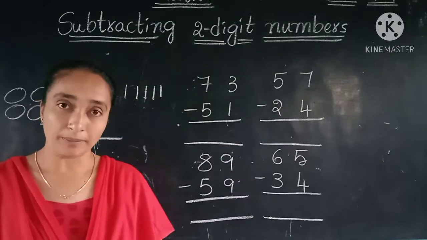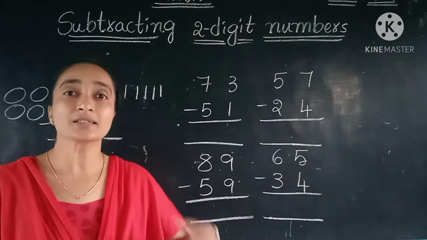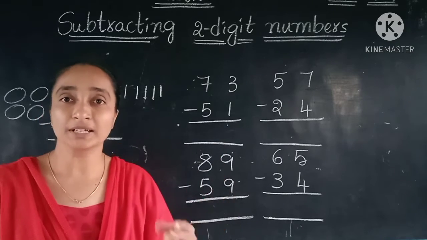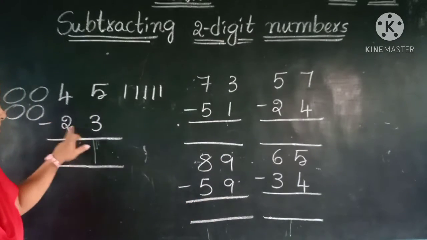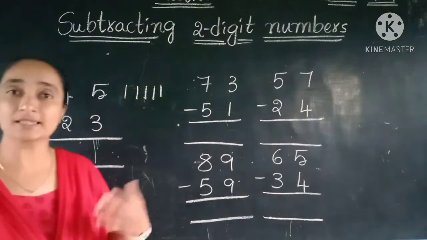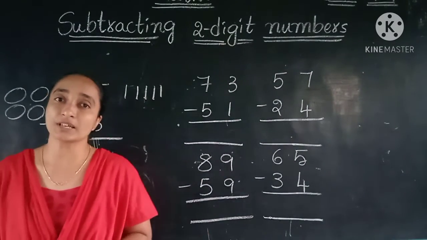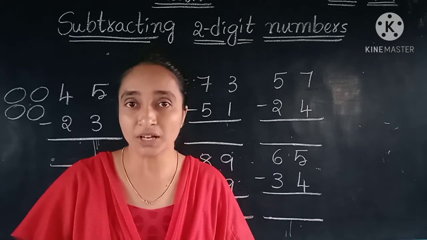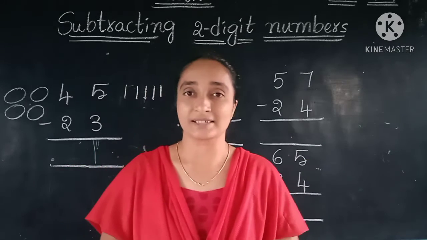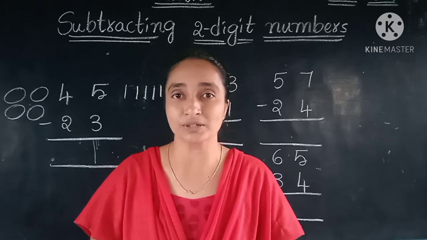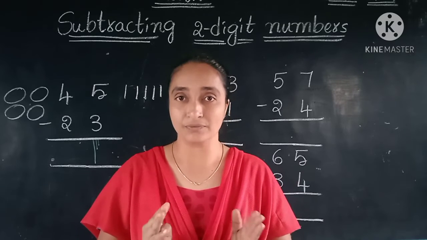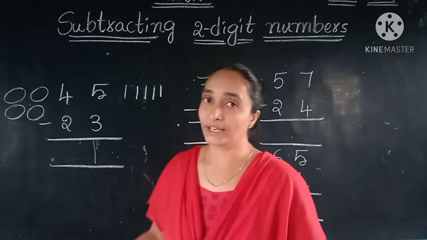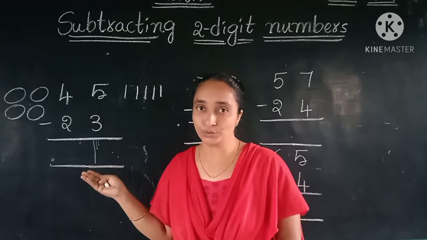Okay children, from that 23 idlis were eaten. That means completed, eaten. Half of the idlis were eaten. So 2 tens and 3 ones, 23 idlis were eaten. Now the question is, how many are left? So children, when left comes, what do we have to do? Yes, of course we have to do the subtraction. Left means, if the word left comes in the question, we have to do subtraction. Okay, so this is the topic of subtracting two-digit numbers.